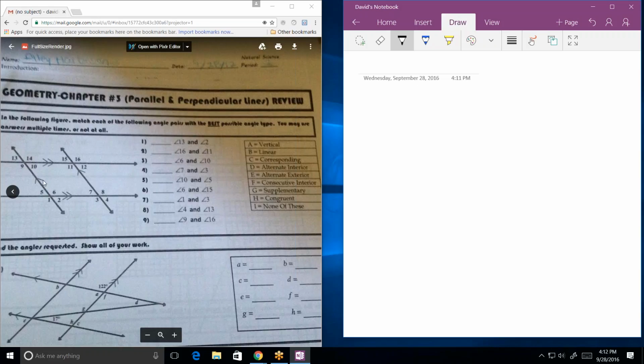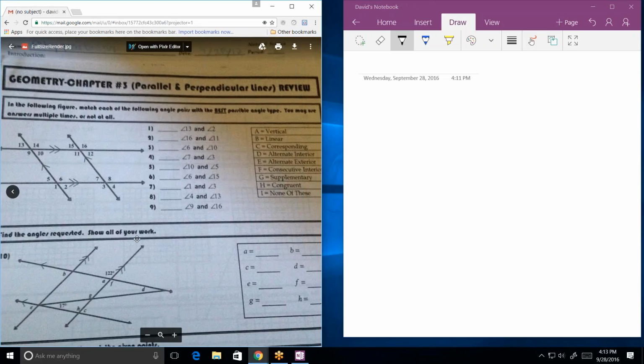13 is equal to 10, it's equal to 5, it's equal to 2, it's equal to 15, it's equal to 12, it's equal to 7, and it's equal to 4. Those are all of the acute angles in this picture. Okay. How about 9 and 16? Are those congruent? Yeah, they're both obtuse. 9 is obtuse, 16 is obtuse, therefore they're congruent. Okay. All right. I think I can see enough of this.